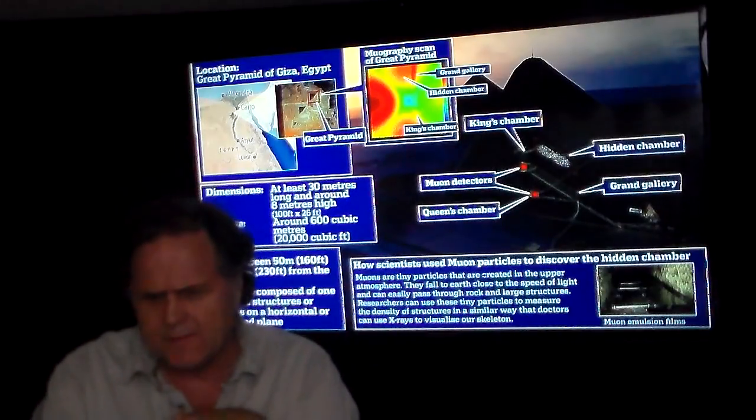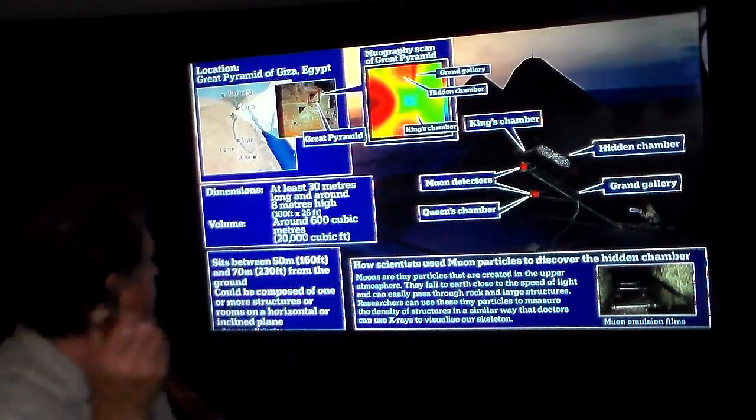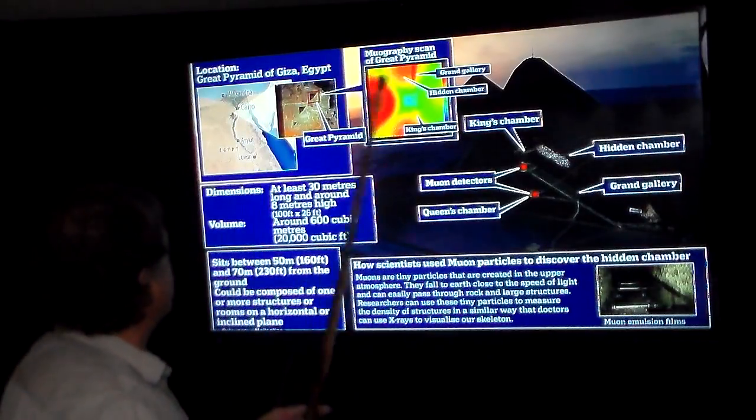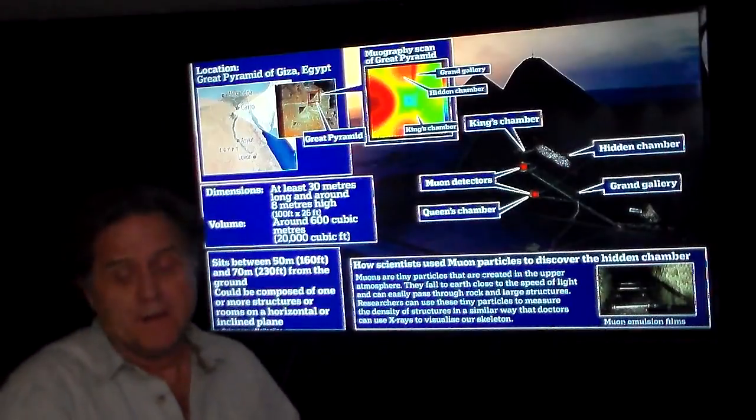So we've got the location of the Great Pyramid of Giza. You've got the muon scan. You have a good outline here. It shows, let's see what we can get. We just get the Grand Gallery. Just went over this hidden chamber that they think. It's not a hidden chamber.